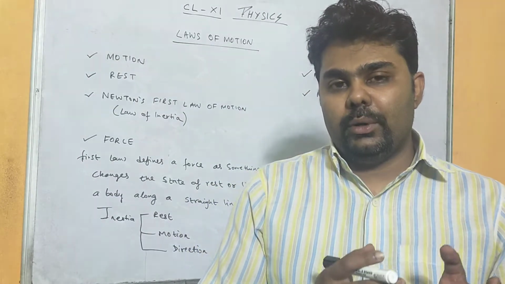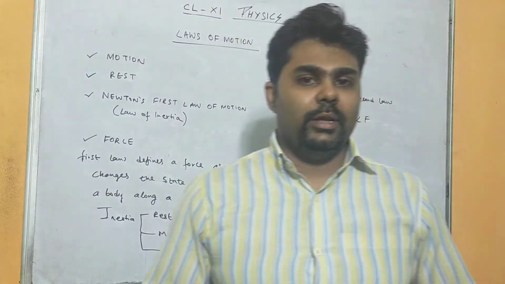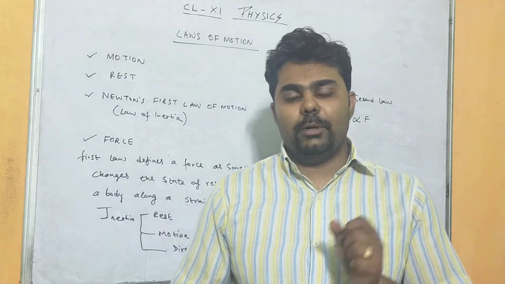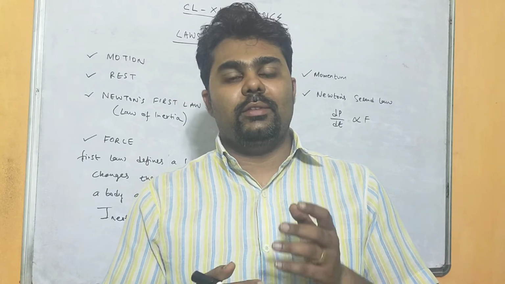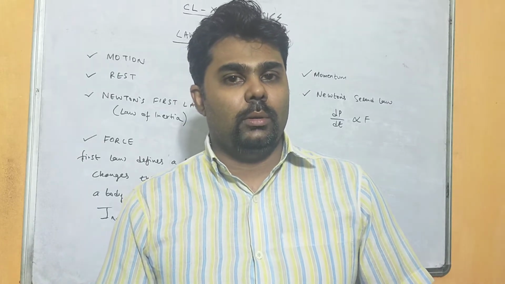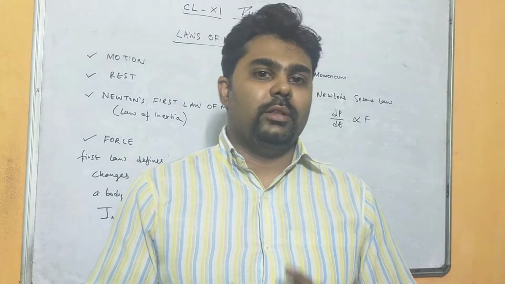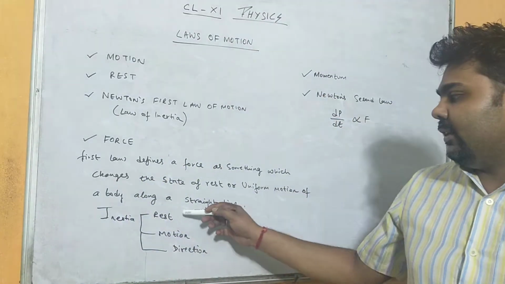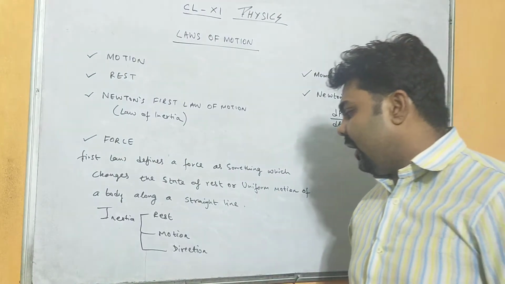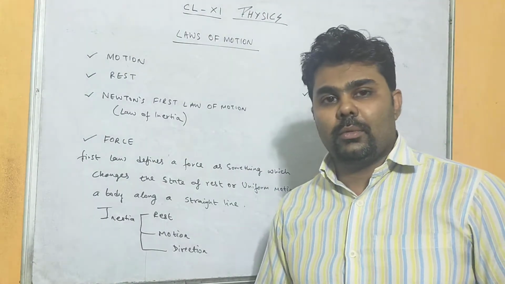So how can we define inertia? Inertia means an inability of an object to change its state of rest or motion by itself, or which resists the change of its state. Now inertia can be of three types, that is inertia of rest, inertia of motion, and inertia of direction, right?